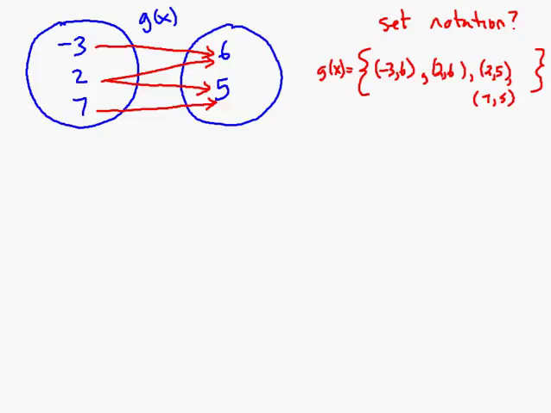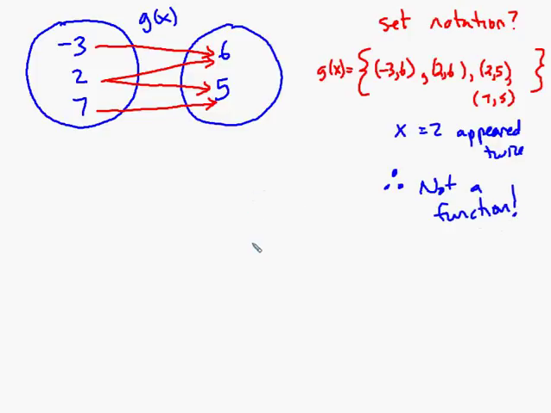But notice something that happened weird this time. 2 went to how many numbers? 2. So x equals 2 appeared how many times? Twice. Therefore, this is not a function. X cannot repeat more than once. That's not even repeating. If any x happens more than once, it's not a function.